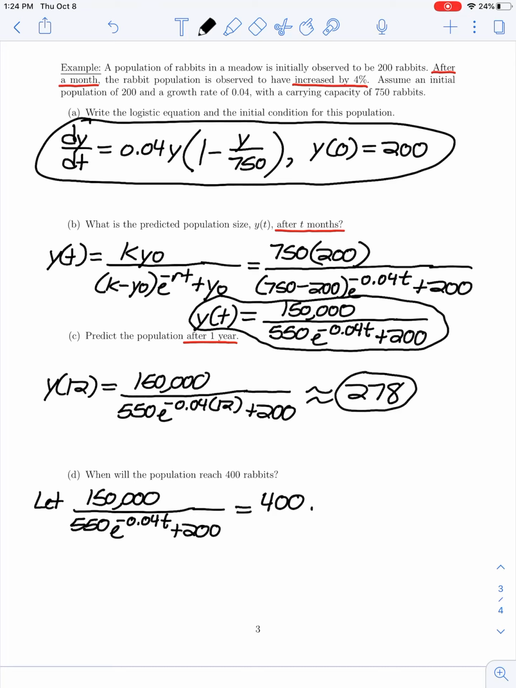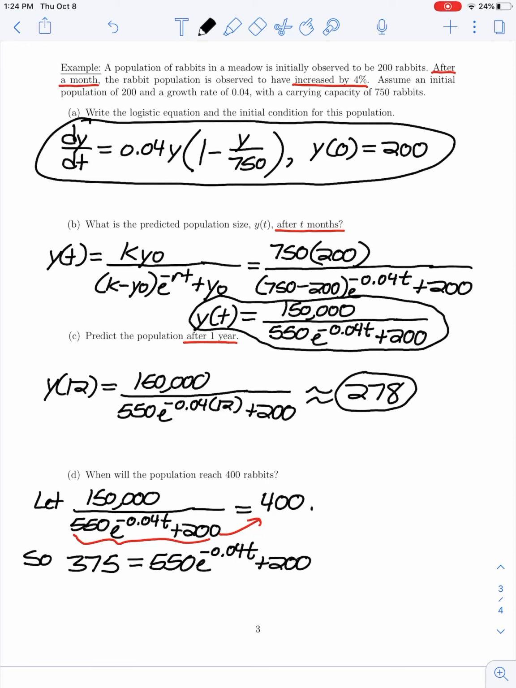So I could start by multiplying this denominator across to the other side, and then dividing both sides of this equation by 400. So on the left-hand side, I would have 150,000 divided by 400, which gives me 375, and that is equal to 550 e to the negative 0.04 t plus 200.